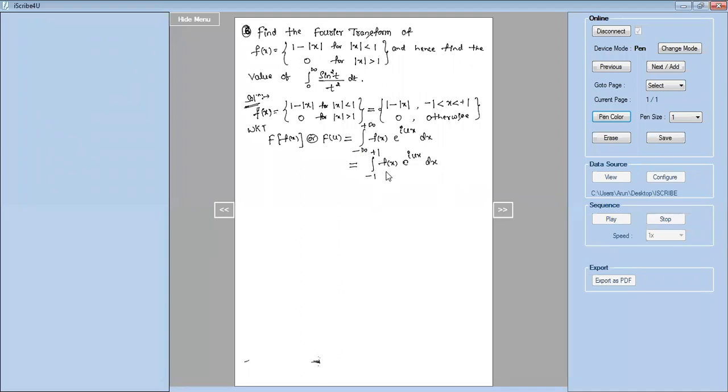Now in this limit, you know what is f of x? 1 minus mod x. Let us substitute. If I substitute and integrate, we get the Fourier transform. But how to substitute and integrate? Here, the limits are minus 1 to plus 1 and the function is 1 minus mod x.